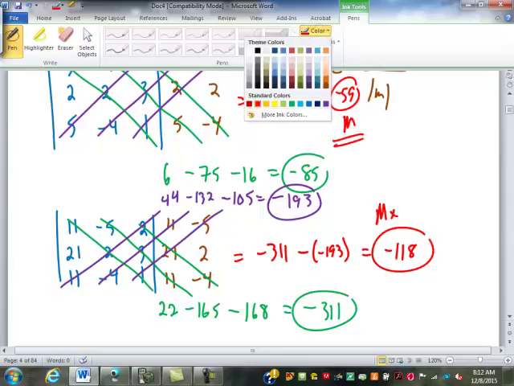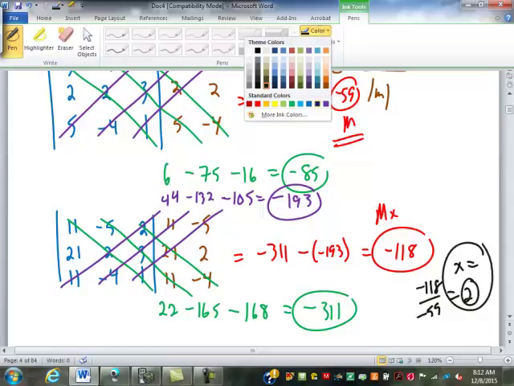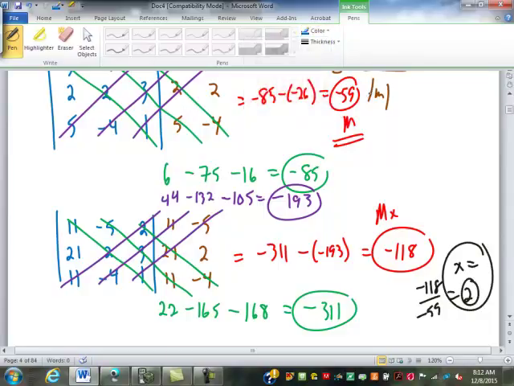So that tells me right away that X has to be what? Negative 118 over negative 59 is 2. That's my X. How many of you got 2 for X? Hadn't got that far yet? I was going to do all that. Did you guys get the picture? Okay.